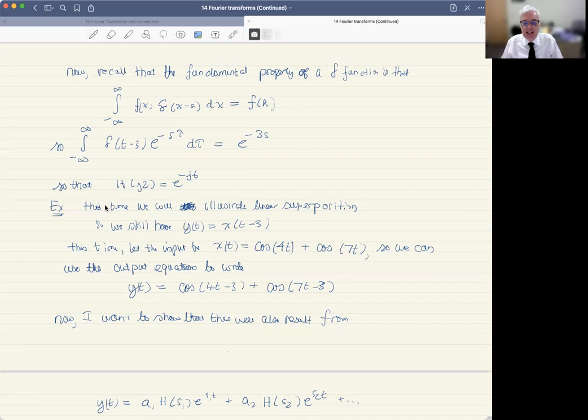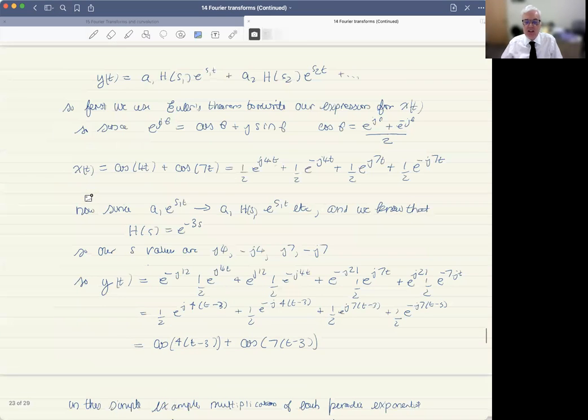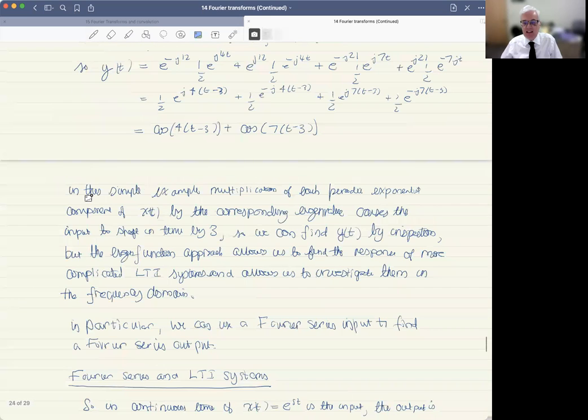And then I've gone ahead and showed how superposition works by letting the input be a sum of two cosines, and I've shown you how to get the output equation. And I also show an alternate way of getting the result and showing that it's equivalent.